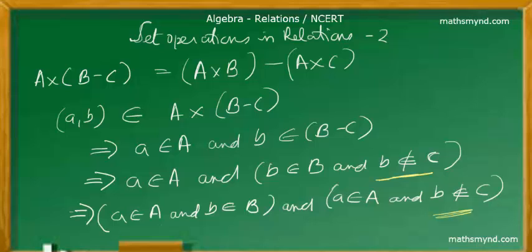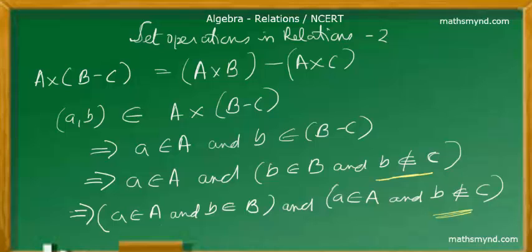Now, separating out the elements of the ordered pair, we get a is an element of set A and b is an element of set B minus set C. And as we all know, set B minus set C means that it contains elements of B which are not found in C. So the next step is that a is an element of set A and b is an element of set B, and b is not an element of set C. Note the point that it's not an element.